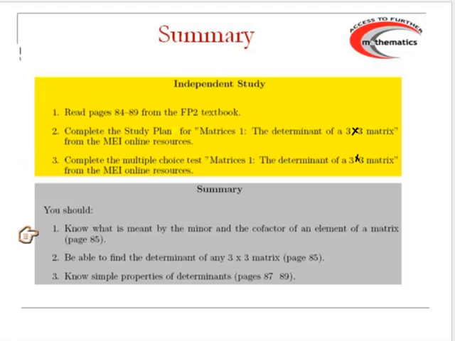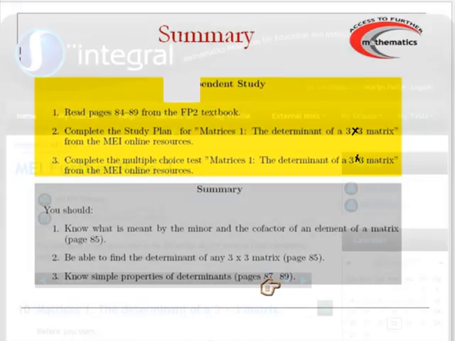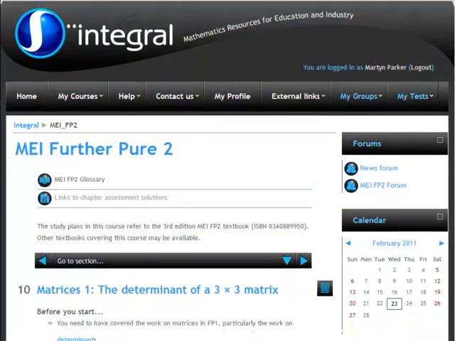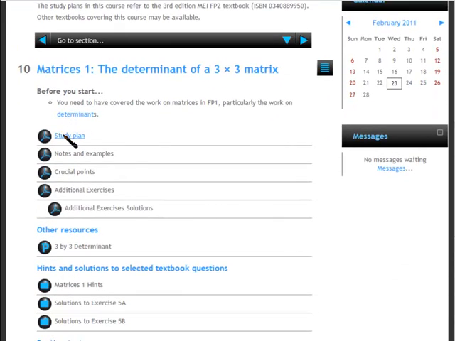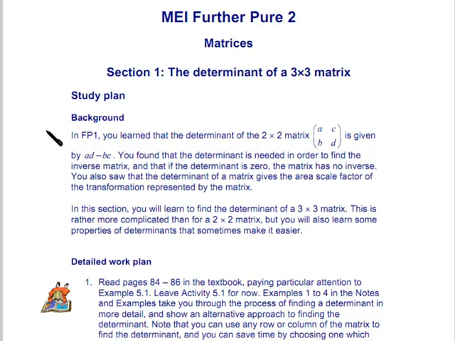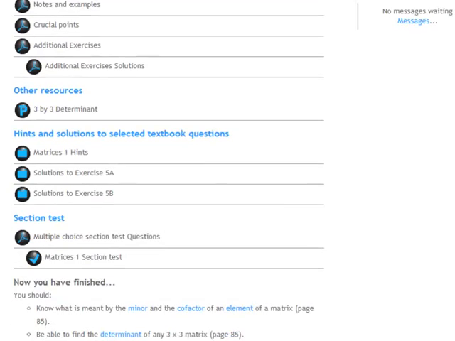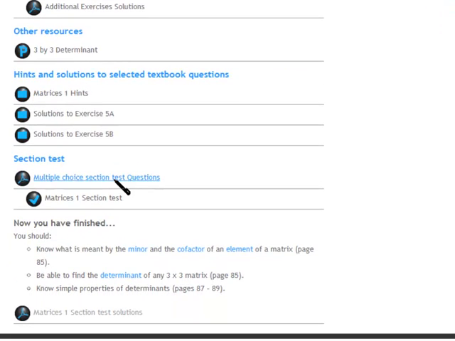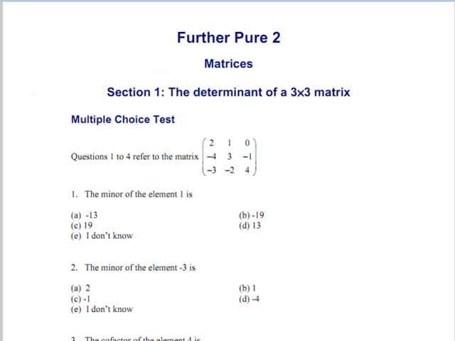So now you should know what's meant by a minor and a cofactor, and that is dealt with on page 85 of the textbook. All of this links in with the integral resources which are there to support your study, including the study plans, which detail the work you should carry out independently, and the multiple choice tests that you're asked to complete, when appropriate, after each session.